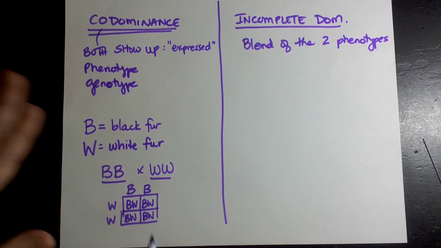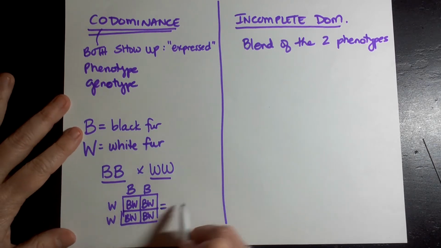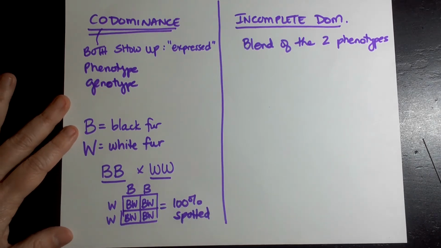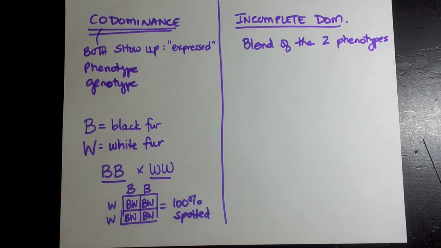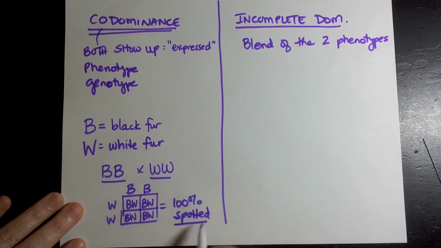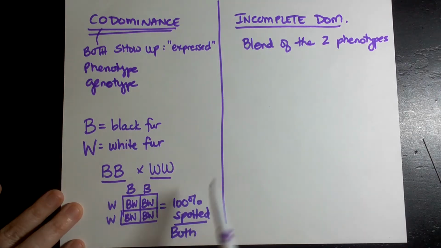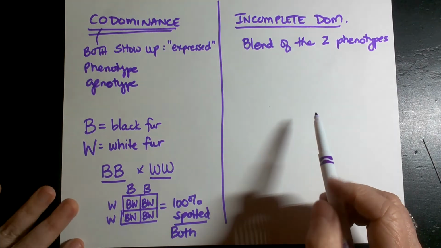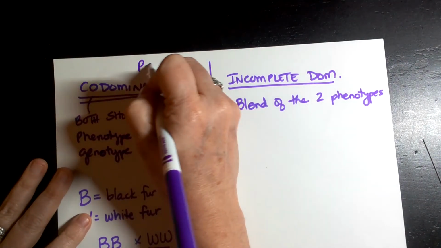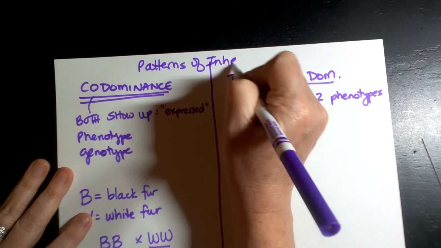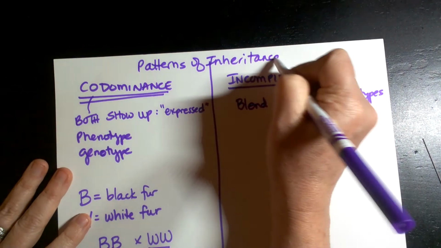But in this specific scenario, we are getting 100% spotted. Okay, so we could say white with black spots or black with white spots. Doesn't really matter. It's just that they both show up. So both alleles are expressed. If this same trait had an incomplete dominance pattern of inheritance, let me write that at the top. These are called pattern of inheritance. Okay, and these are your two examples.